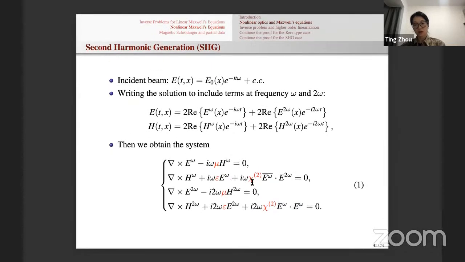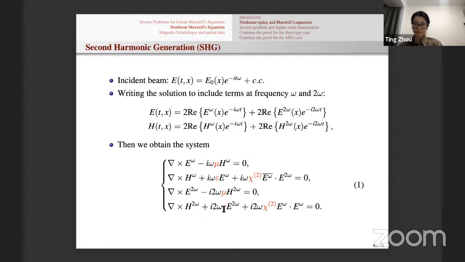So from here, you can think about generalizing this a little bit more, meaning that I can assume mu and epsilon, these linear properties, are also depending on frequency. Later we'll see that if we do assume this, we can still recover mu and epsilon, assuming them depending on frequency.